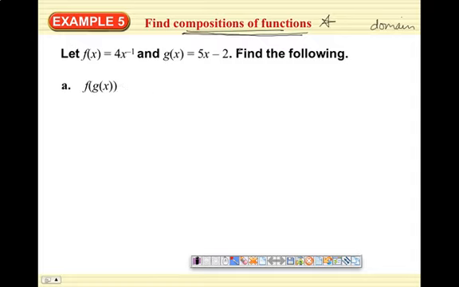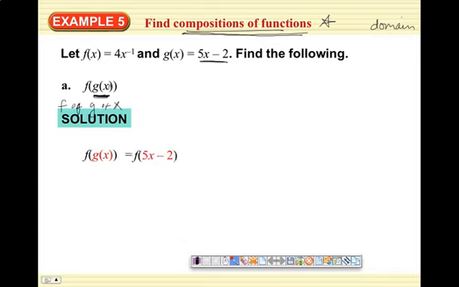Find the following. This means F of G of X. Okay? Now all you're going to do is, see this G of X right here? You're going to replace it with what G of X is. So G of X is 5x minus 2. So you're going to put this wherever you see G of X. That's what they're going to do. Watch. See, they put it in red. See how they replaced it? Replace G of X with 5x minus 2.